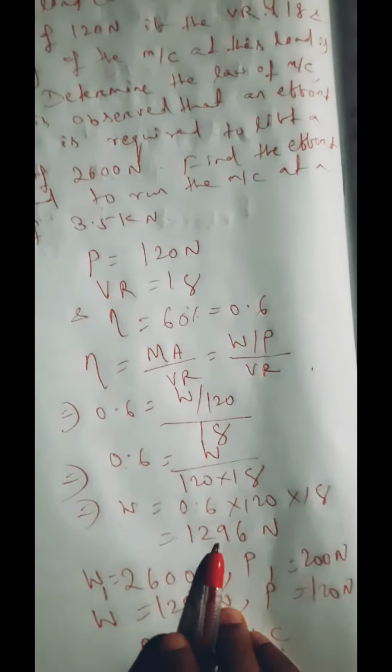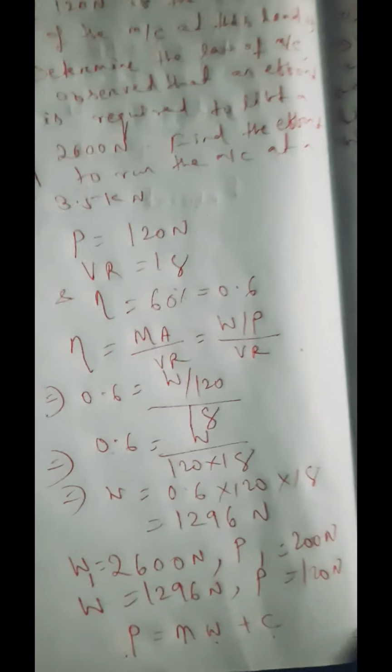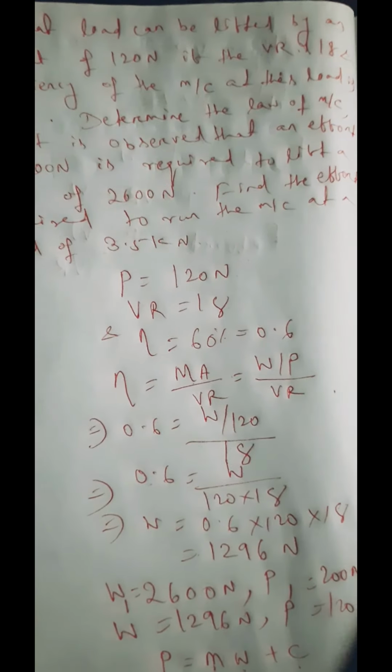So P equal to mW plus C, that means when W equal to 2600 Newton, the effort P is 200, so 200 equal to m into 2600 plus C. Similarly, 120 equal to m into 1296 plus C. For 1296 Newton load, the effort is 120 Newton, and for 2600 Newton load, the effort required is 200. So I'll solve these two equations.